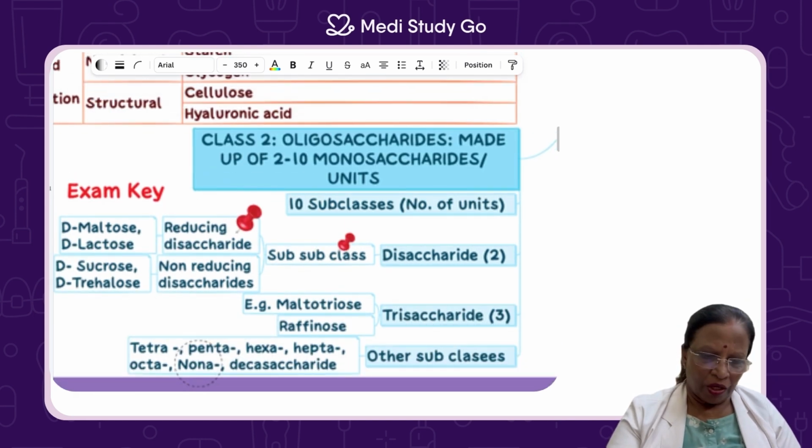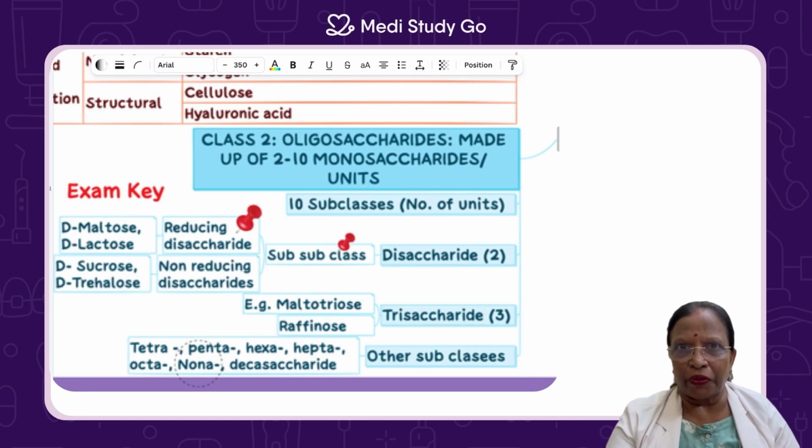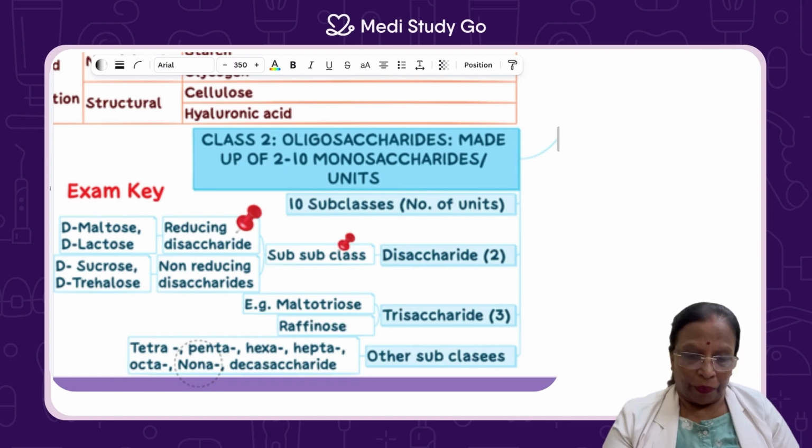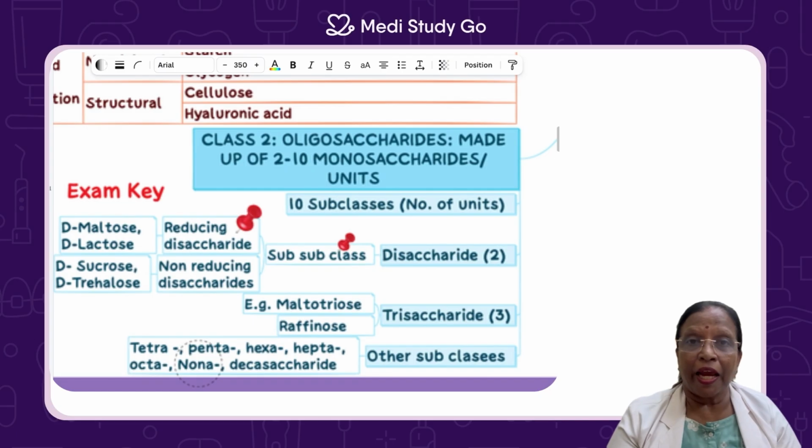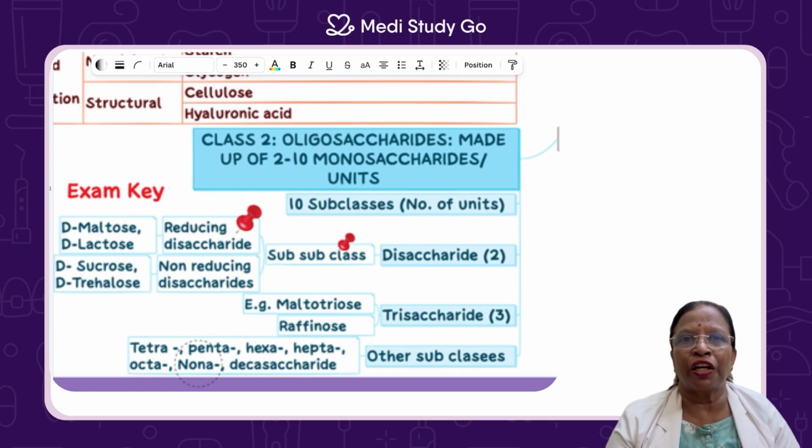So here it is. Class 2, oligosaccharides, made up of 2 to 10 monosaccharide units. There are 10 subclasses. Disaccharide having 2 monosaccharide units, again divided into 2 subclasses: reducing disaccharide and non-reducing. Reducing examples, lactose, maltose. Non-reducing examples, sucrose and trehalose. Trisaccharide on hydrolysis gives 3 monosaccharide units. Examples, maltotriose and raffinose. All the other subclasses from tetrasaccharide to decasaccharide are all grouped under 1.